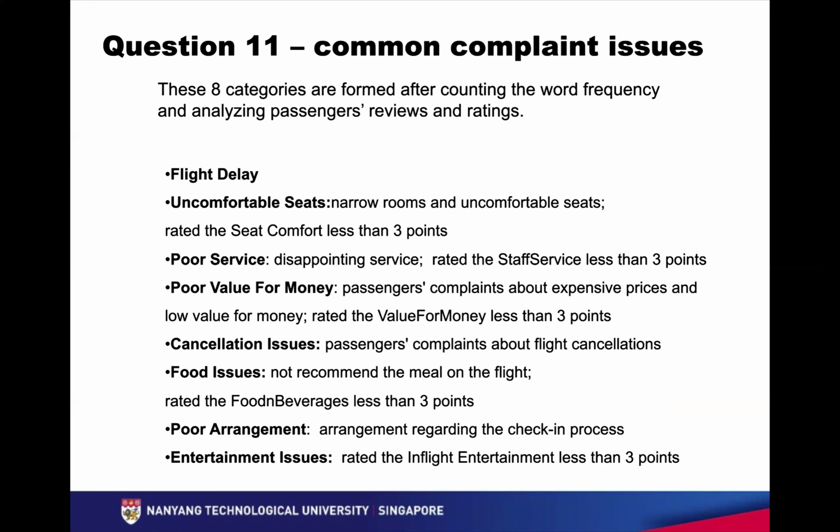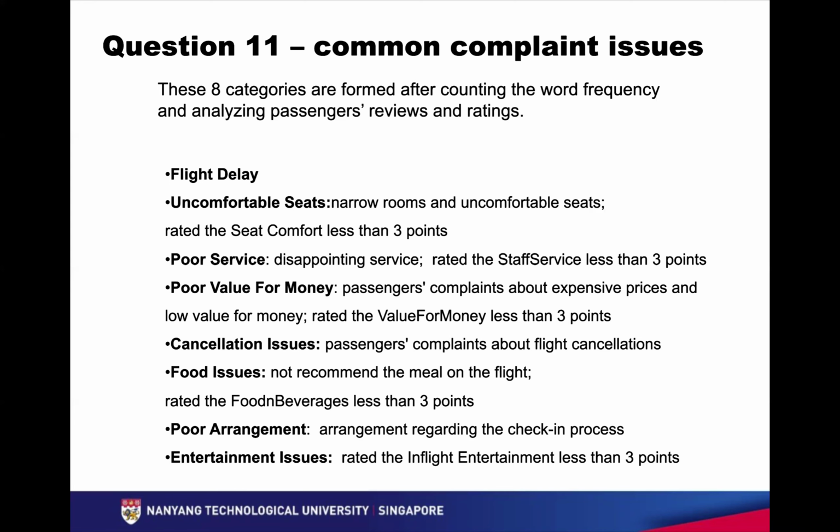The first one is about flight delay. The second one is uncomfortable seats. In this part, passengers complain about the narrow rooms and uncomfortable seats. They also rated the seat comfort less than 3 points. The third one is about poor service. Passengers complain about disappointing service, and they also rate the staff service less than 3 points. The fourth one is about poor value for money. Passengers complain about expensive prices and low value for money.